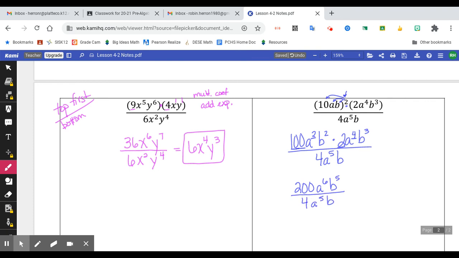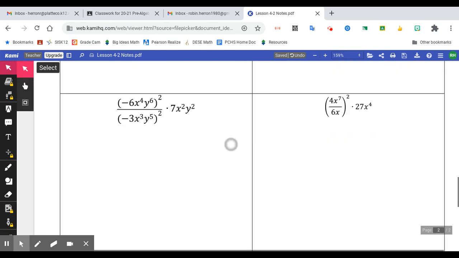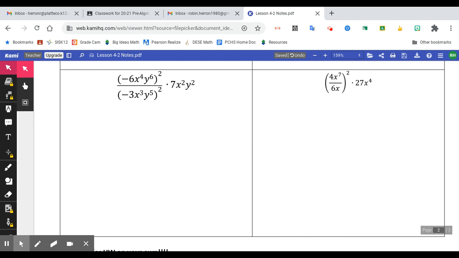Now let's simplify. 200 divided by 4 gives me 50. 6 minus 5 is 1, so that just leaves me with a. And 5 minus 1 is b to the 4th. And there's your answer. So again, simplifying one step at a time to make sure that you have the answer for the top and then the bottom, and then put the two together.